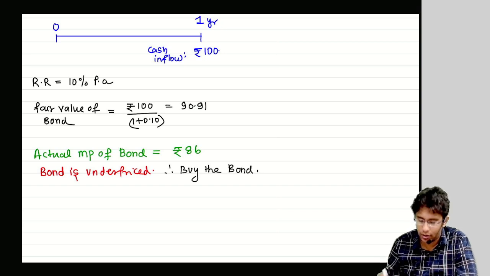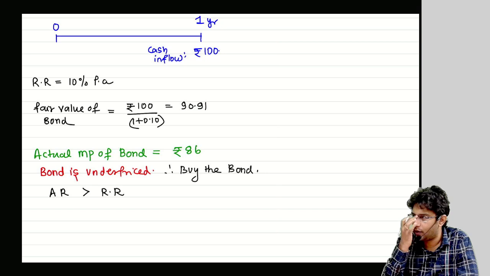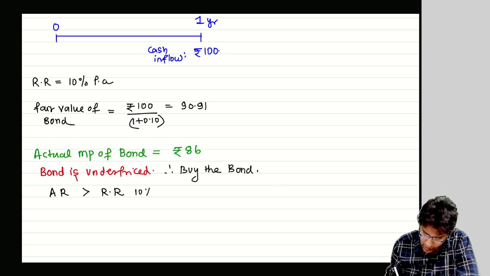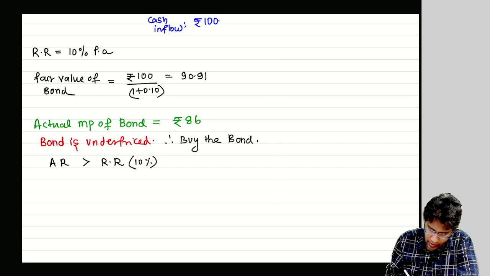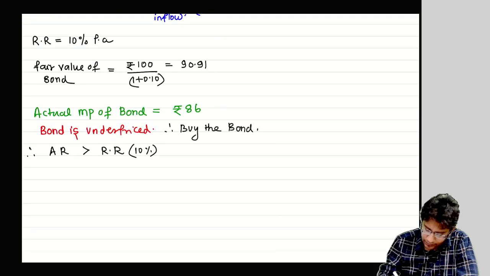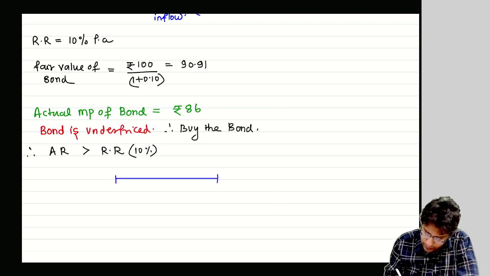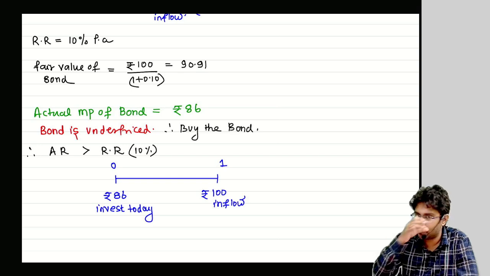Okay, if you buy the bond, your actual return will definitely be higher than your required return. What is your required return? 10%. Your actual return will definitely be higher than the required return. Sir, how to compute the actual return? You can easily work it out because luckily I gave you a 1 year bond. If you invest 86 rupees today, you will get 100 rupees as cash inflow a year later.